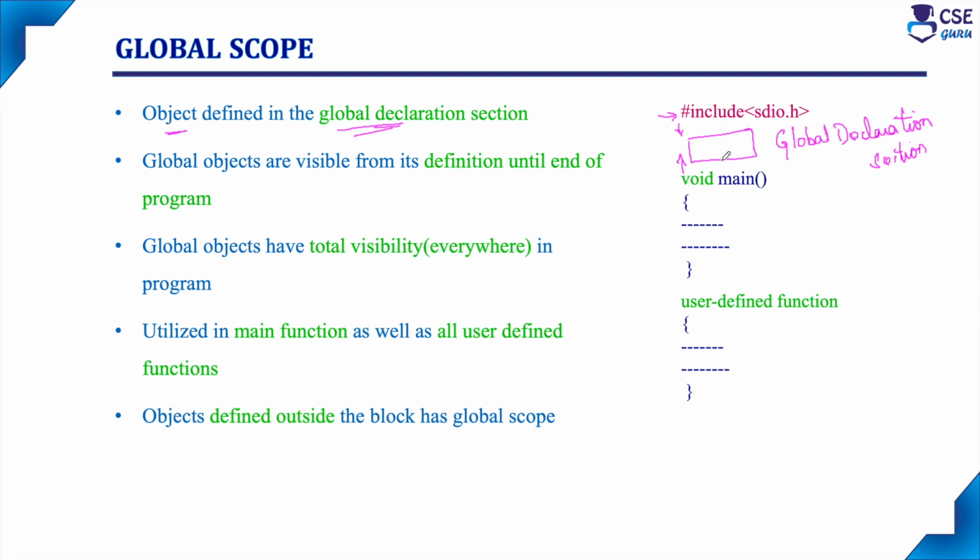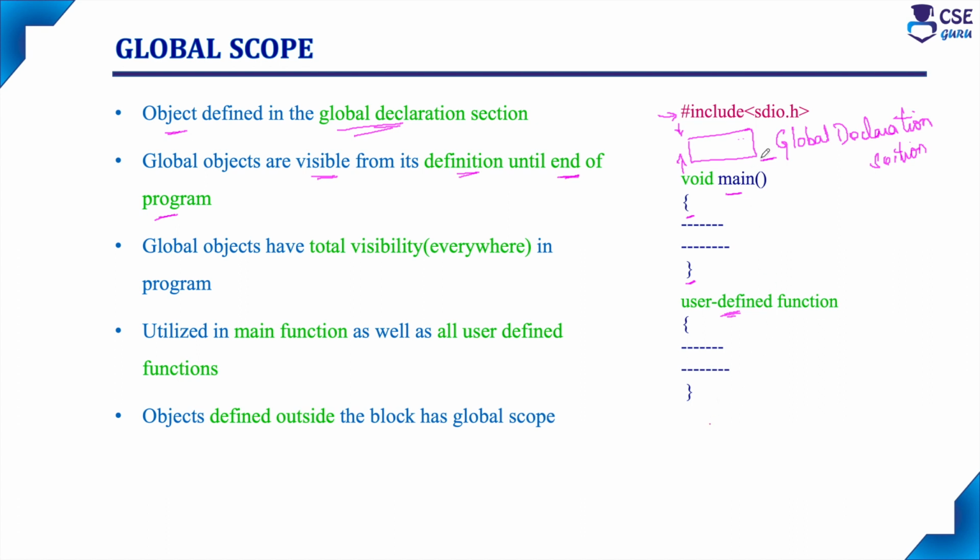The particular variable or object declared in the global declaration section will have total visibility. The only executable part of a C program is the main function. All the statements we want to execute, we need to specify within the main function. If you want to execute a user-defined function also, it should be called within the main function. These concepts we already know. The global objects are visible from their definition in the global declaration section till the end of the program.